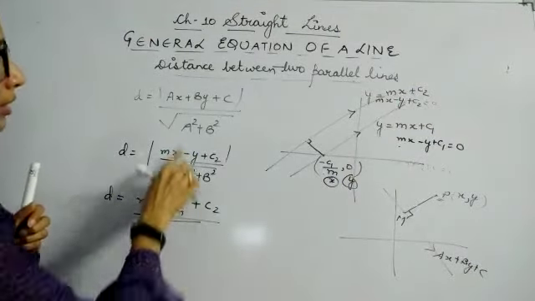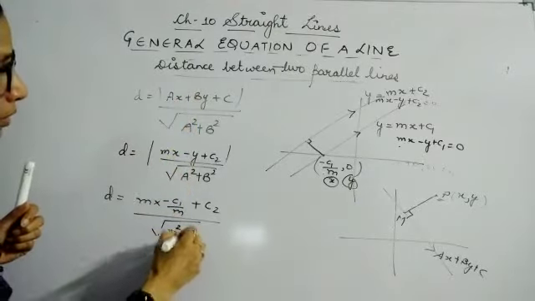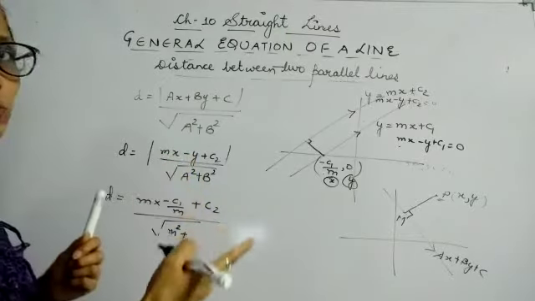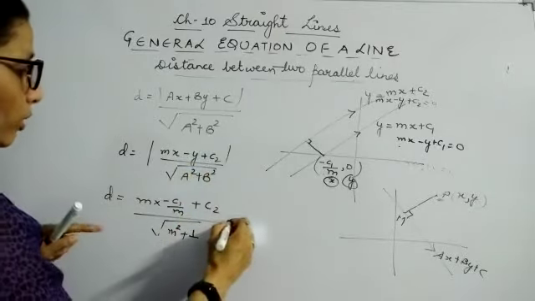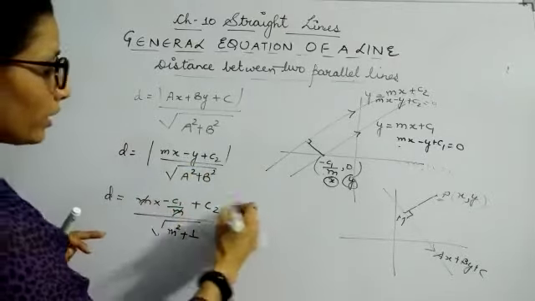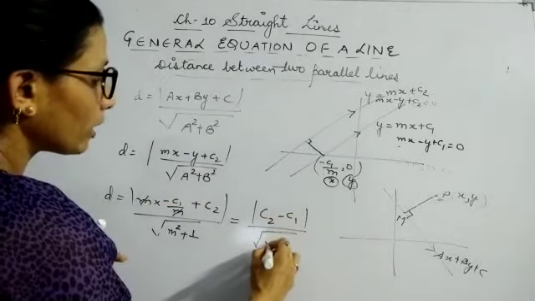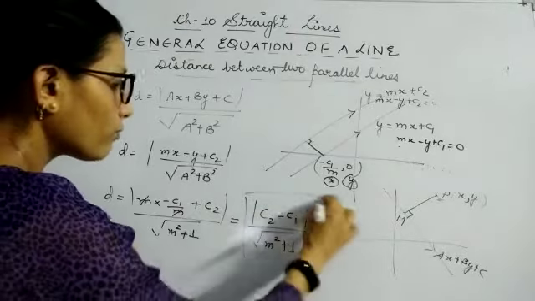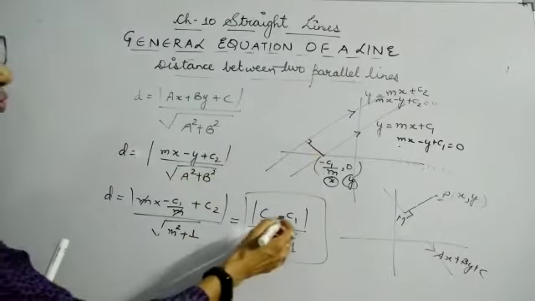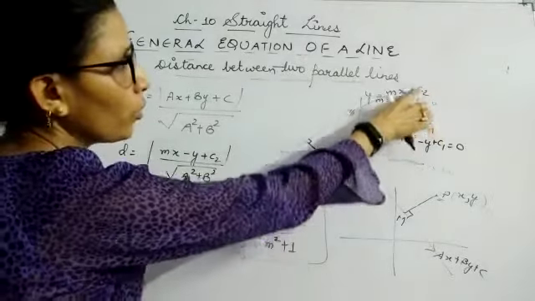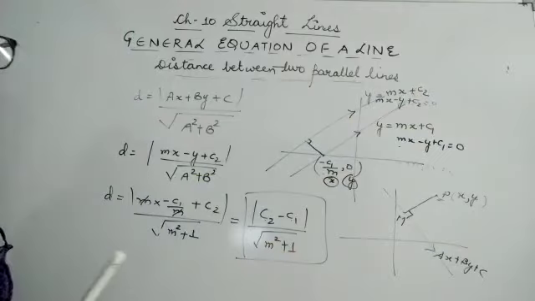And what is your a here? A is your coefficient of x. So the coefficient of x here is m. So m square plus b square, where b is the coefficient of y, which is minus 1, and minus 1 square is just 1. So I am getting m and m gone. So I get c2 minus c1 upon under root m square plus 1. So this is the formula to find the distance between two parallel lines. C2 minus C1, simply you have to subtract these constant values, and here you have to write the coefficients in a square and b square. That's it. Have a look.